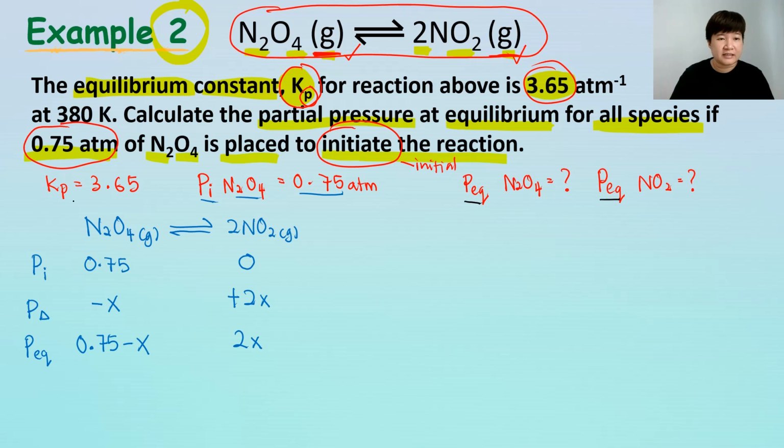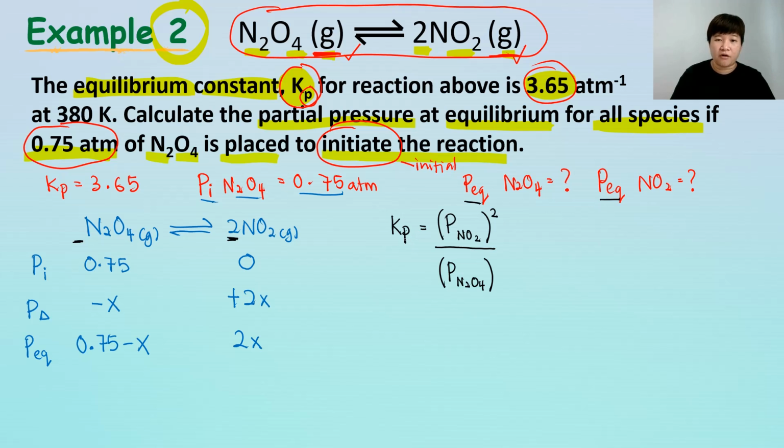Simple, use the Kp. So write the Kp formula. My Kp here is the partial pressure of product versus reactant. So I have my product, partial pressure of NO2 to the power of 2 because the coefficient is 2, over the reactant, partial pressure of N2O4 to the power of 1 because the coefficient is 1. That is the Kp formula that you will get 1 mark for. And that is the simplest thing ever, as long as your equation is balanced.